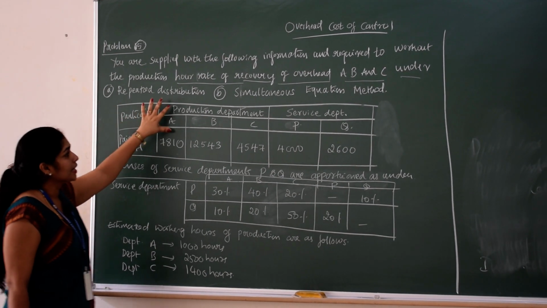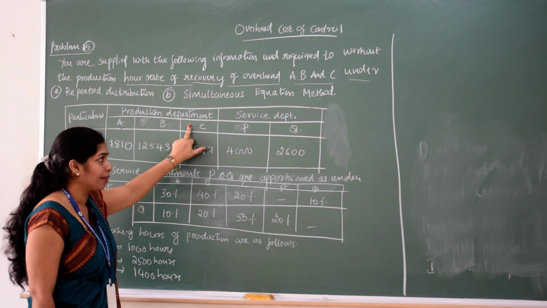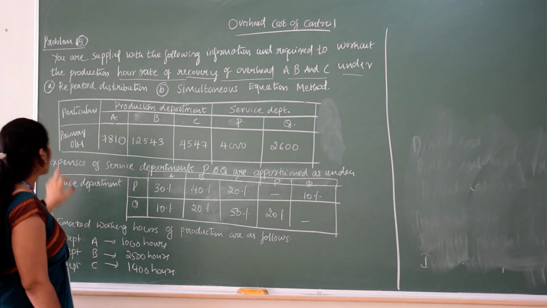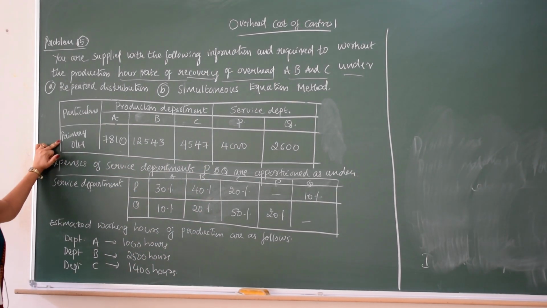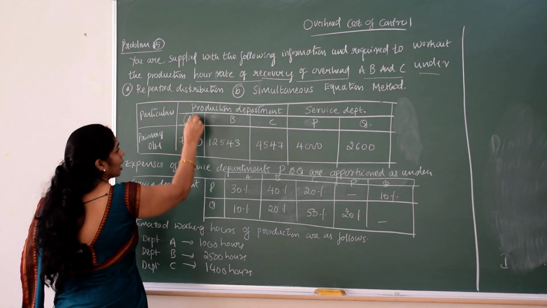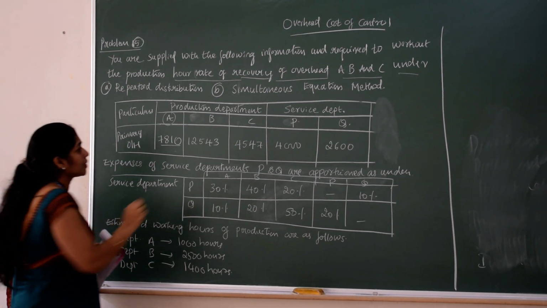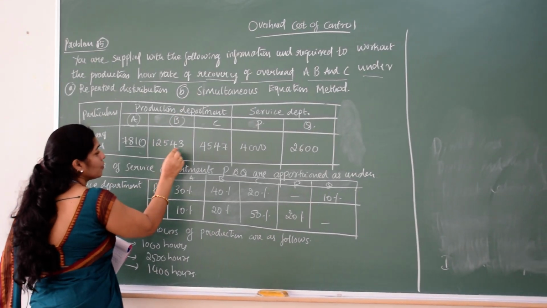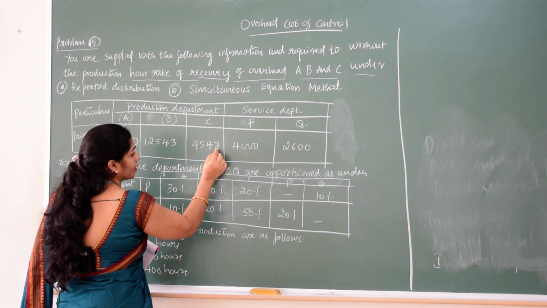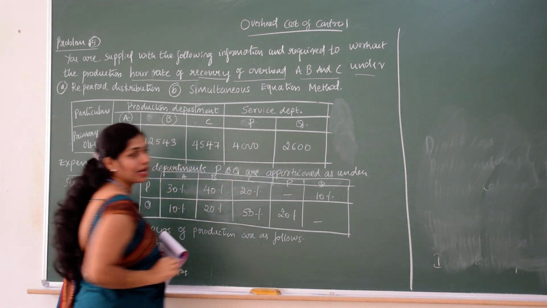There are 3 production departments, A, B, C, and P and Q are the service departments. Here the primary overhead cost is given: for production department A, 7,810 rupees, B 12,543, C 4,547, P 4,000 and Q 2,600.